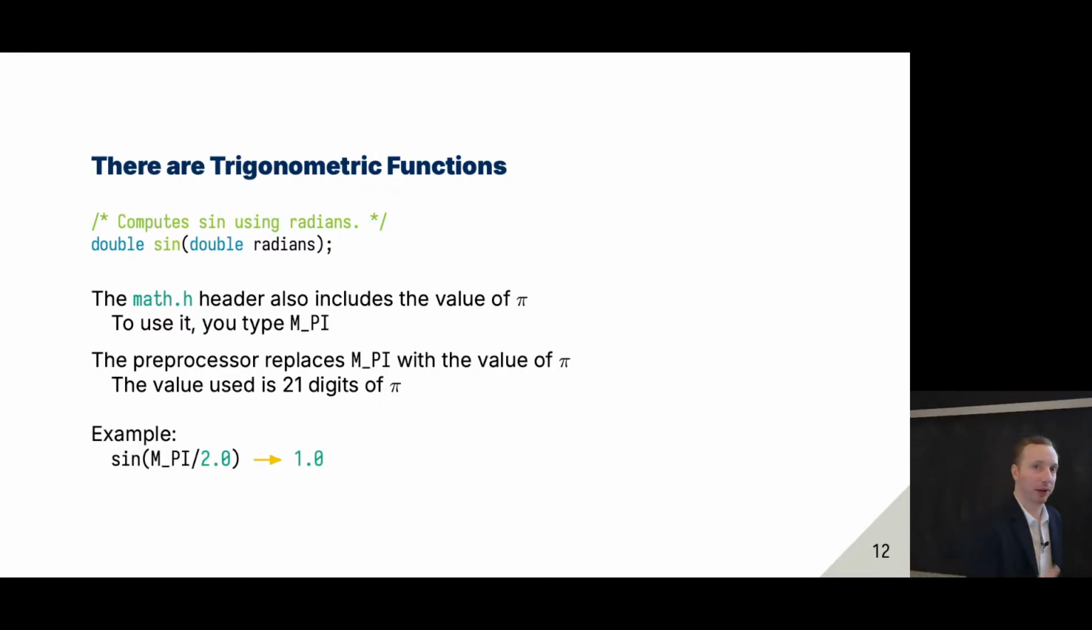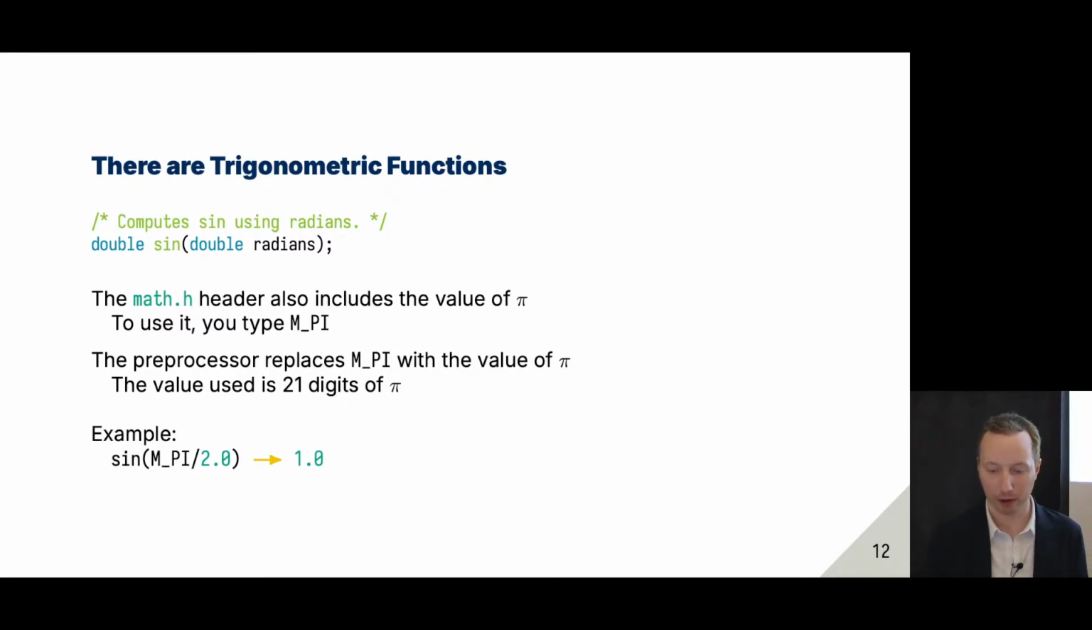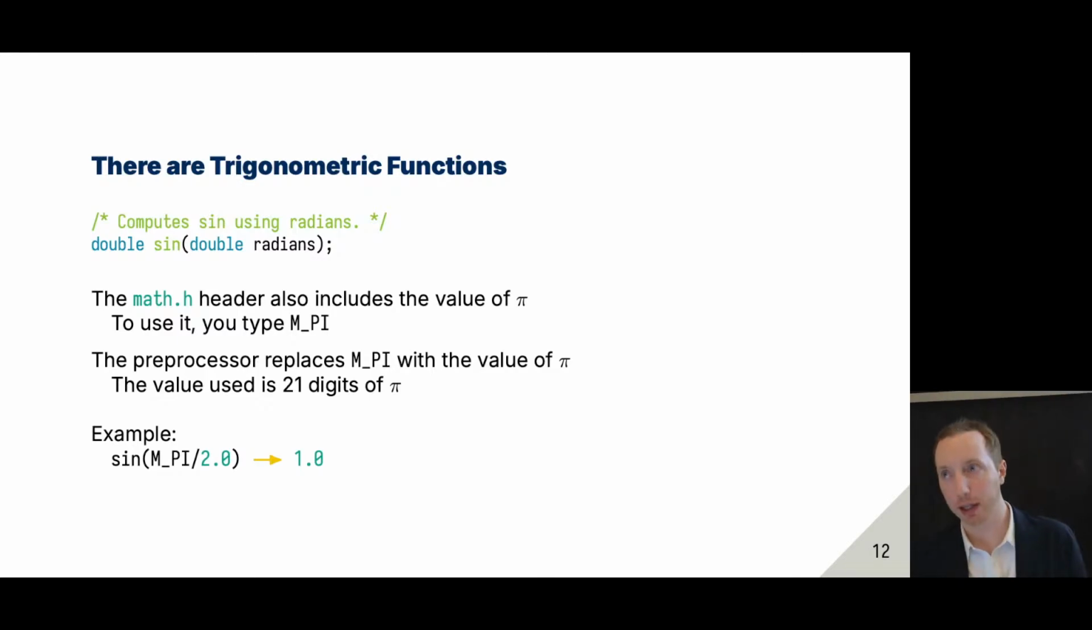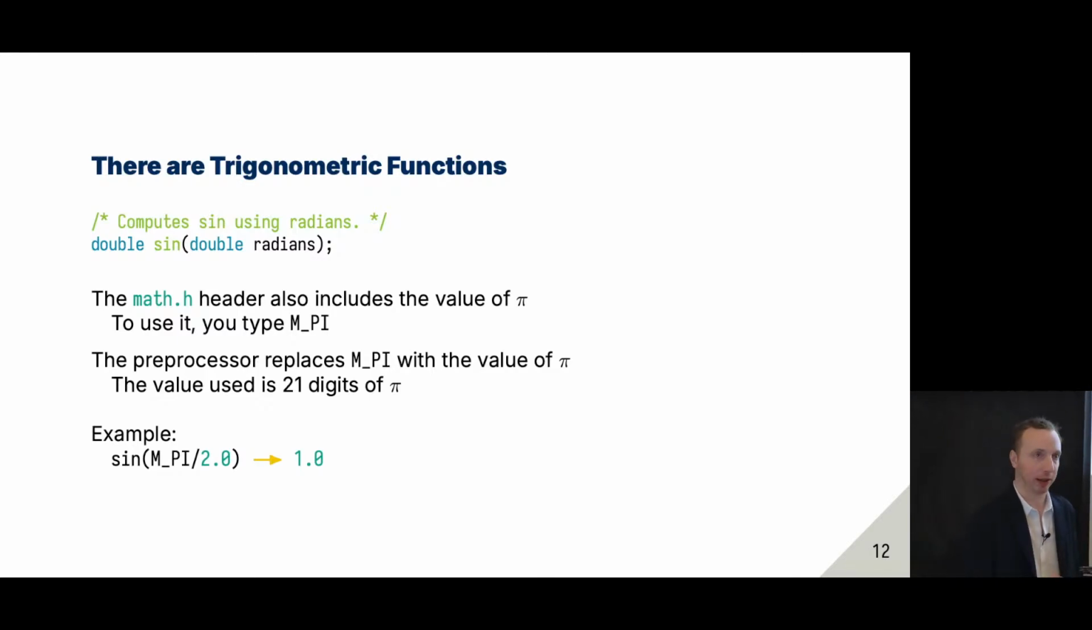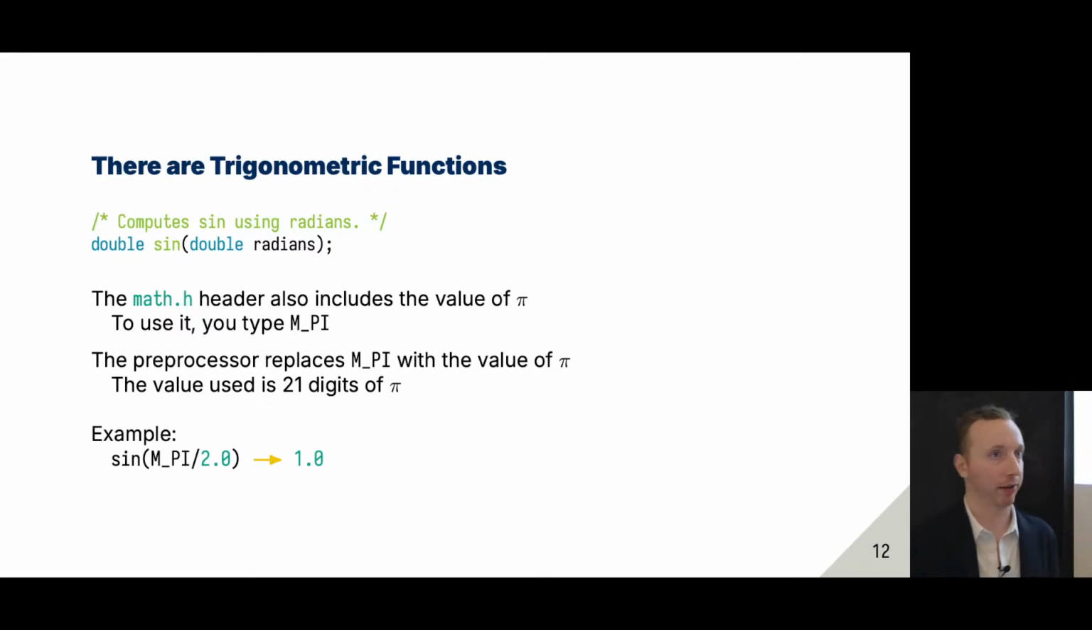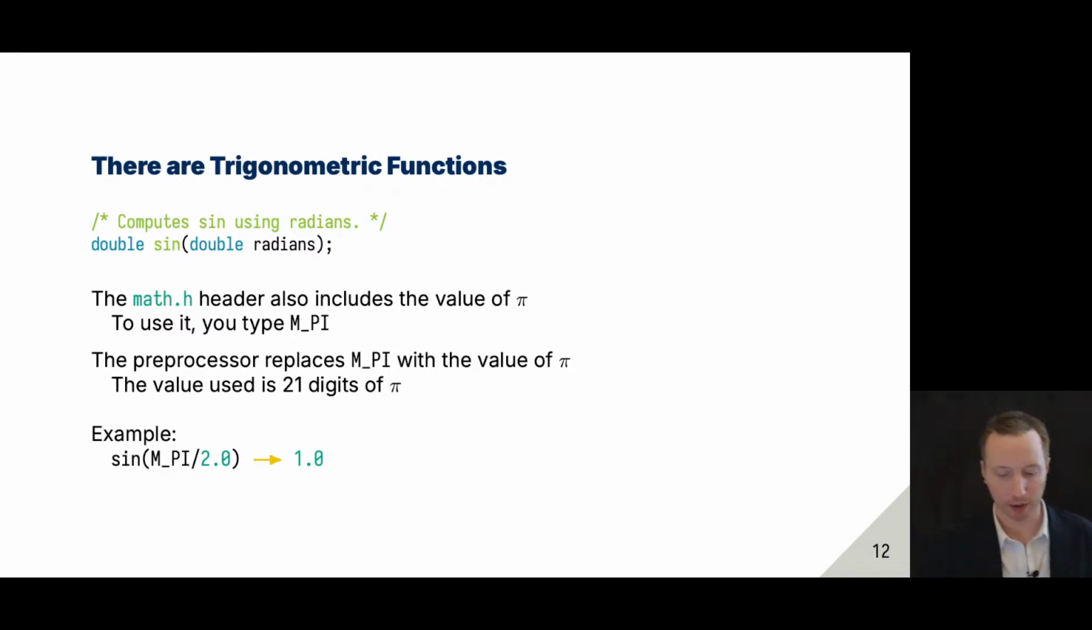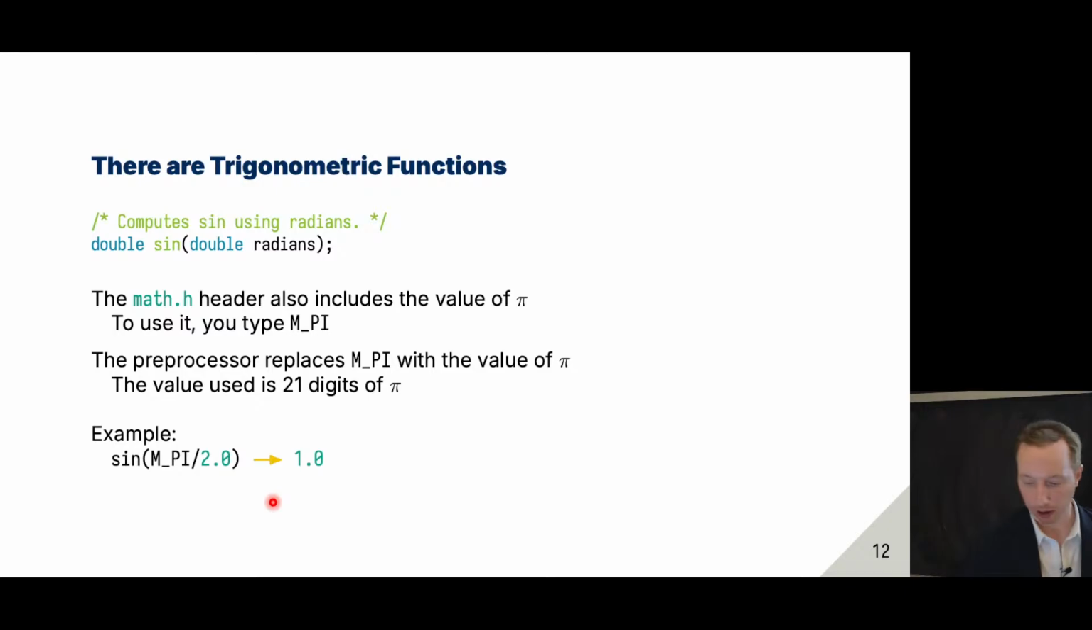So here's an example of using that. Remember, pi is like 180 degrees. If I want to get the sine of 90 degrees, I just take pi and divide it by 2. That's 90 degrees in radians. So the sine of 90 degrees, or pi divided by 2 in radians, is just 1.0, so it works. And you'll probably need to use this for lab 2.